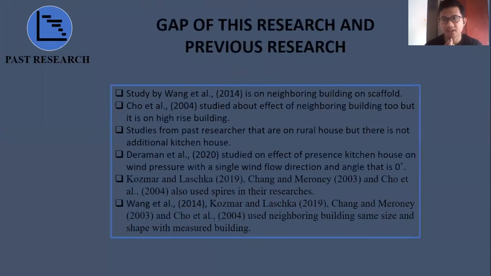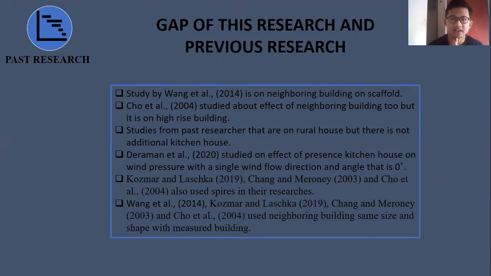Okay, what is the gap between this research and previous research? The study by Wang et al. is on neighboring buildings on scaffold. And Cho et al. studied the effect of neighboring buildings too, but on a high-rise building. So this research studies the effect of neighboring buildings on the low-rise building of a rural house. Studies from previous researchers are on rural houses, but there is no additional kitchen house. So this study uses an additional kitchen house at the center.